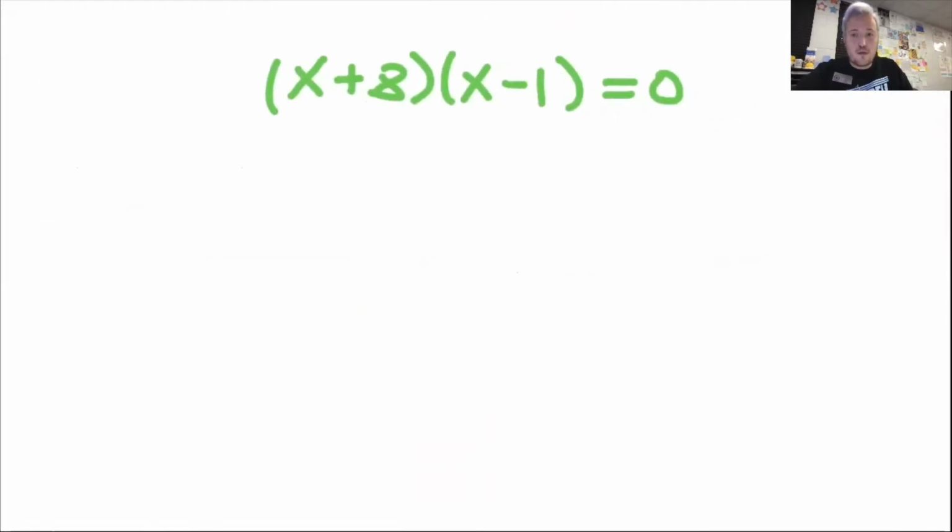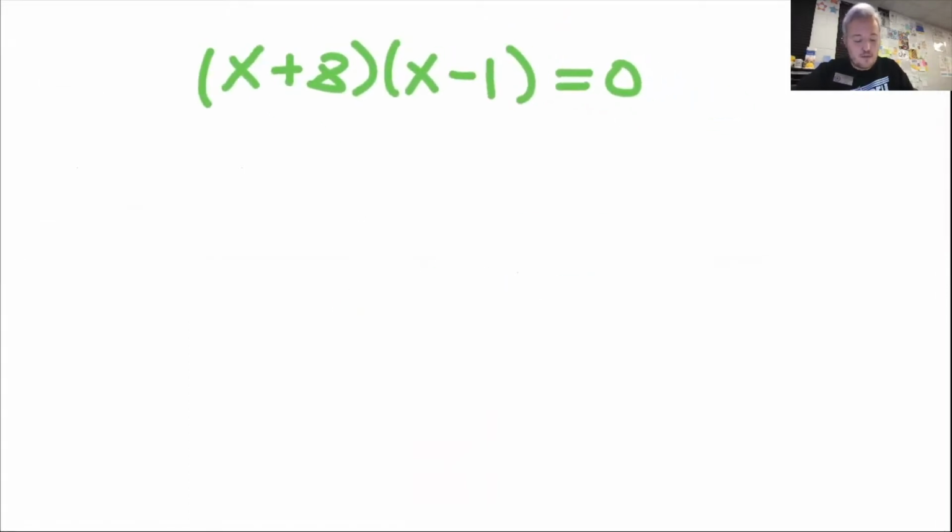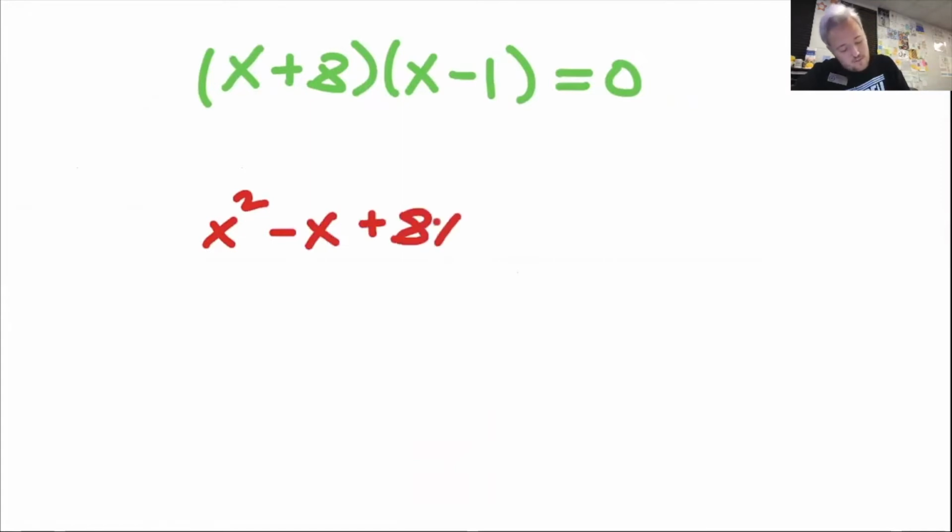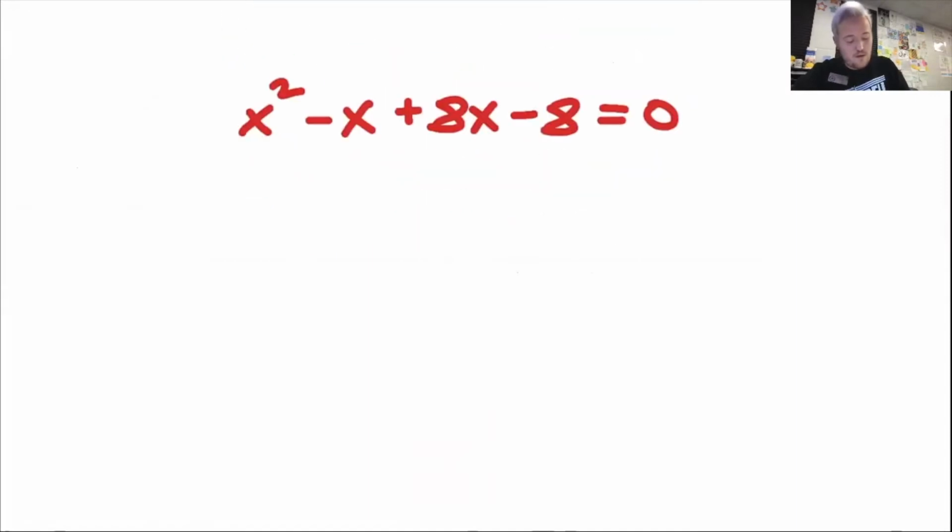All right, so I'm going to multiply these using FOIL. FOIL to me is just quicker. So the first terms are going to be x times x, which gives you x squared. The outside terms, x and -1, are negative x. The inside terms are 8 times x, which give you 8x. And the last terms, which is 8 times -1, which is -8. All right, so I'm going to go ahead and simplify this. So I'm going to combine my like terms.